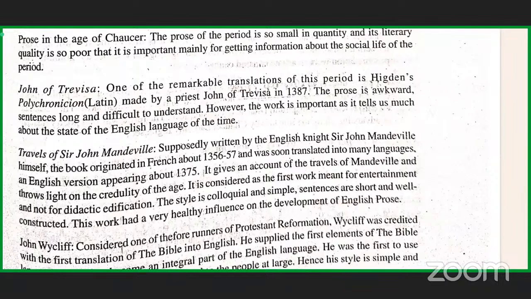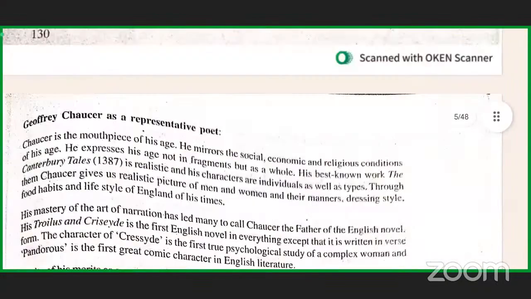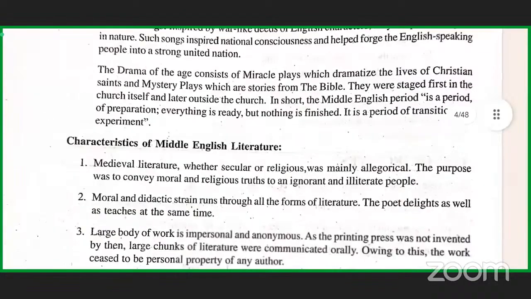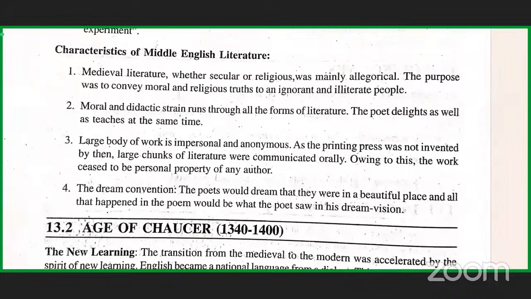Okay. And during this time, we had certain characteristics which have been mentioned over here. You can see medieval literature, whether secular or religious, was mainly allegorical. So most of the works were allegorical. I already told you in the beginning what the meaning of allegory is. So why do we have to be familiar with all these terms? Because of this only. Sometimes you will come across these terms and you need to know what that form is. Okay. Then the purpose was to convey moral and religious truths to an ignorant and illiterate people.